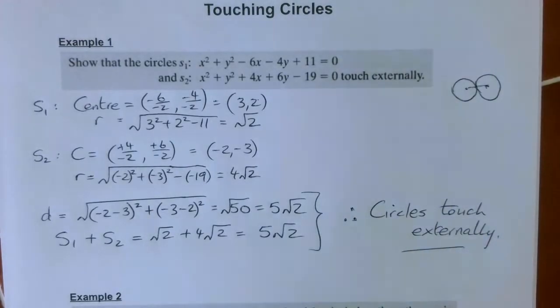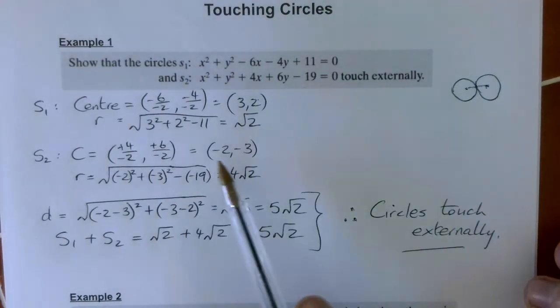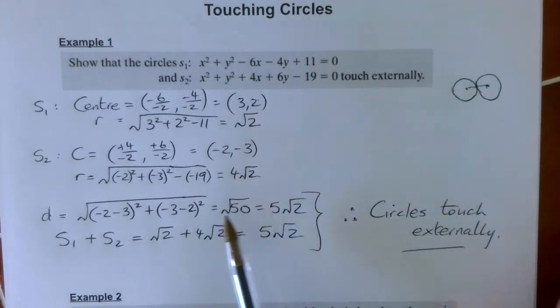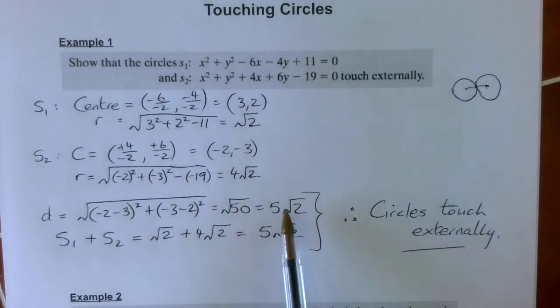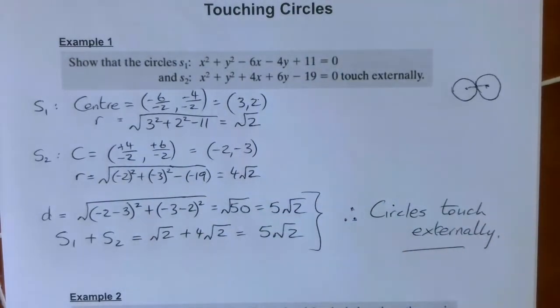Now, if they were to touch internally, the opposite way around, then you would have to take the two radii away from each other, and you'd check whether the distance between the two centers is the same as when you take them away.